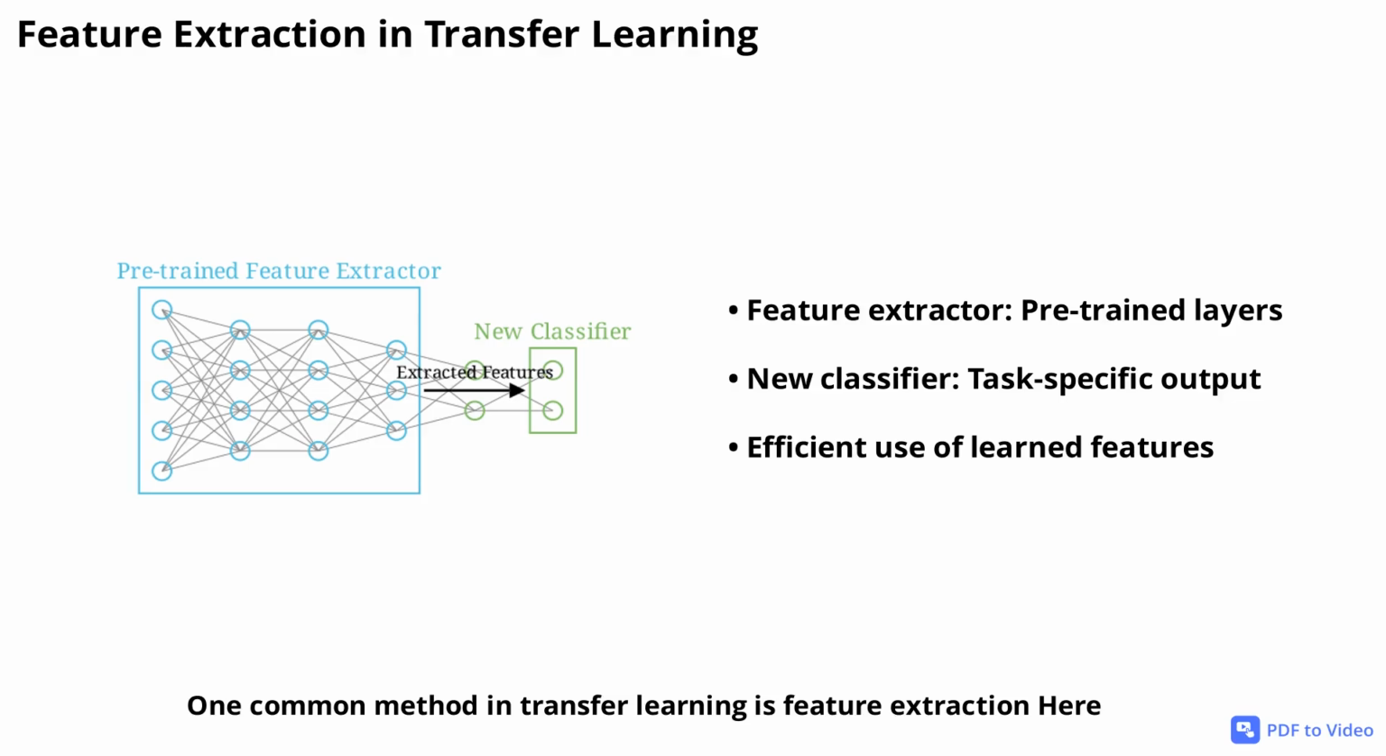One common method in transfer learning is feature extraction. Here, the pre-trained model's layers are used as a fixed feature extractor. The output from these layers is fed into a new classifier, which is trained on the target task. This approach is efficient and often yields strong results, especially when the source and target tasks are closely related.